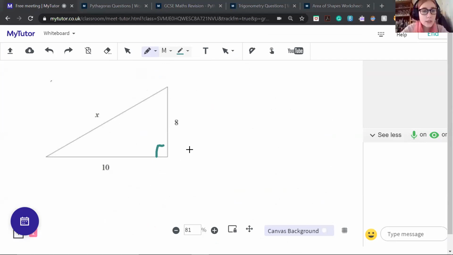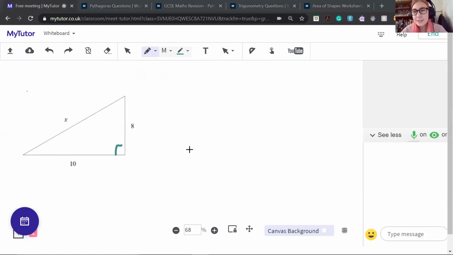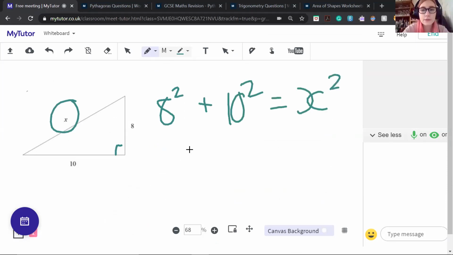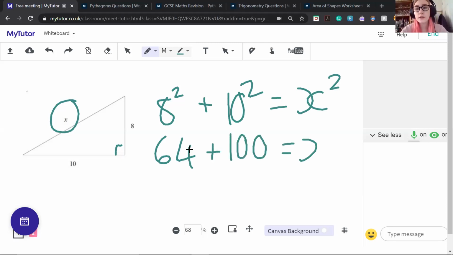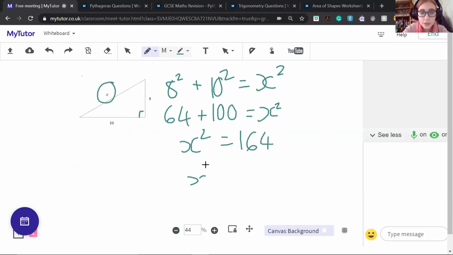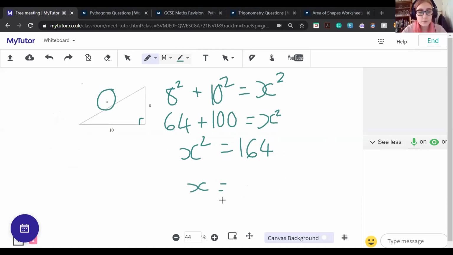Okay. So all you really need to recognize is which one is the hypotenuse, and that's this one. So the sum of the squares of the other two, a squared plus b squared, is equal to c squared. So 8 squared is 64 plus 10 squared, which is 100, is equal to x squared. So x squared is equal to 164. And then we can find x by doing the square root of 164.